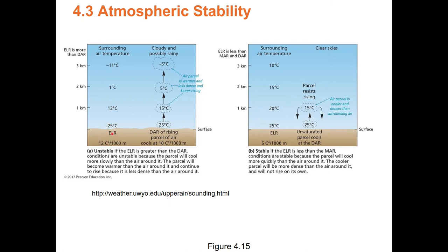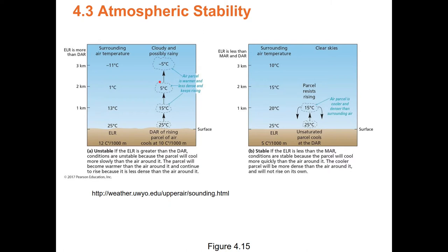Which really means every kilometer you go up, the parcel will get 2 degrees warmer than the air around it. The atmosphere cools by 12 degrees for every kilometer, so it's going from 25 to 13. I will always give you the ELR. You won't have to guess that. But the parcel is cooling at 10 degrees. So after 1 kilometer, it's cooled by 10 degrees. So the parcel is 15 degrees. The air around it is 13 degrees. So our parcel is 2 degrees warmer.